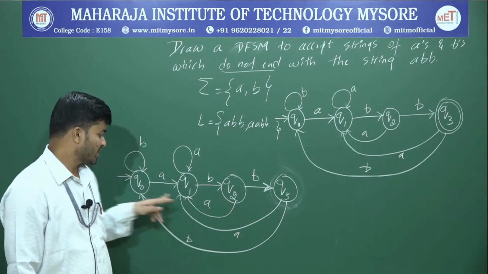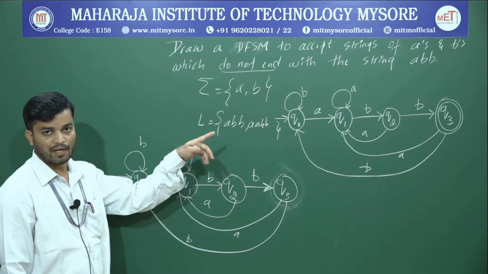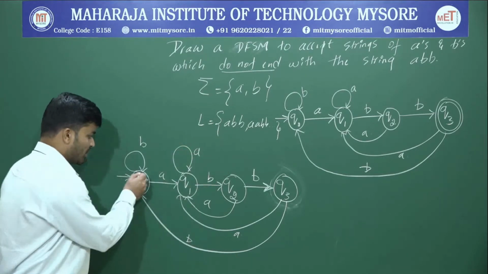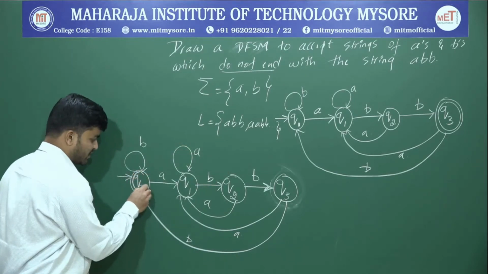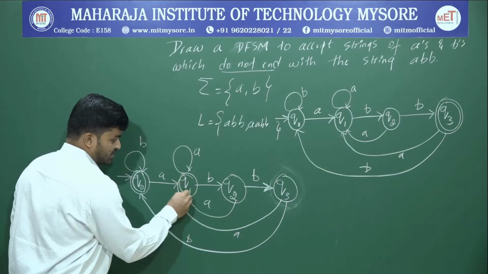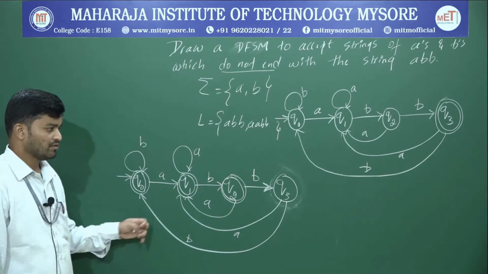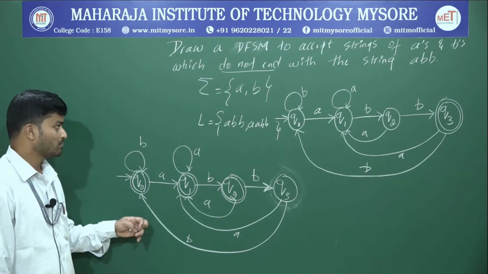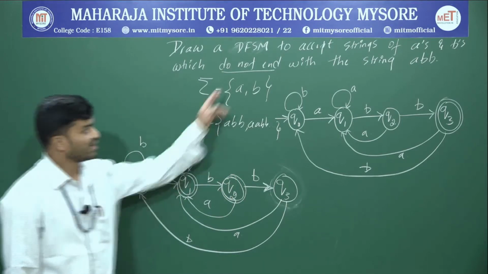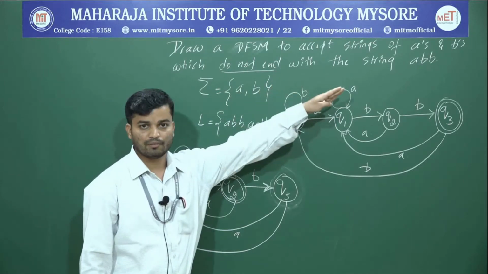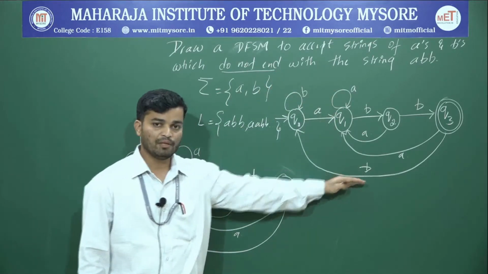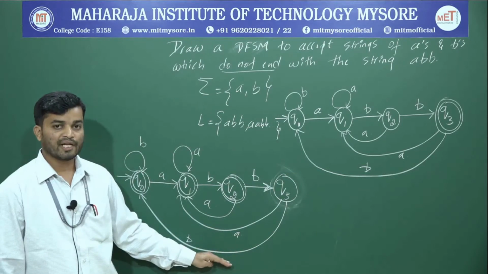Whereas Q2, Q1 and Q0 were non-final in the previous DFA. Now, I will make those final states. How to make them final states? Just write a double circle. So, now this one is what you required, the DFA for not ending with ABB. This one is for ending with ABB, and this one is for not ending with ABB.